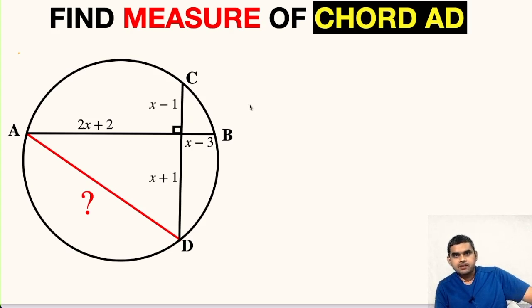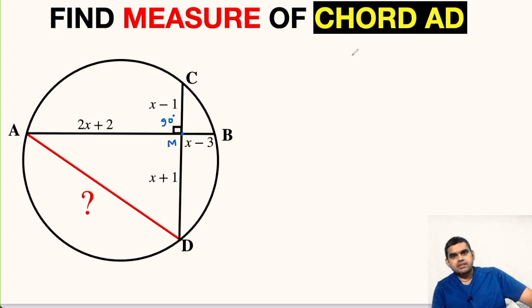Today I am back with another interesting question. As you can see in the figure, we have a circle and two chords intersecting each other at 90 degrees, shown here. Let us name the point of intersection M. AM, MB, CM and DM, these lengths are given in terms of variable x, and we have to find the measure of chord AD.